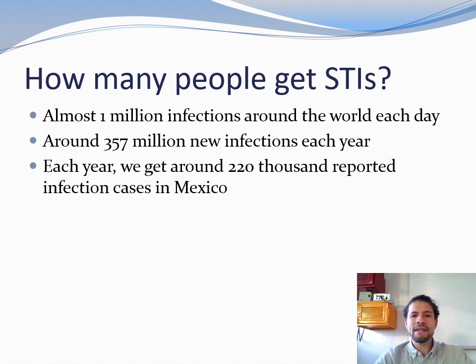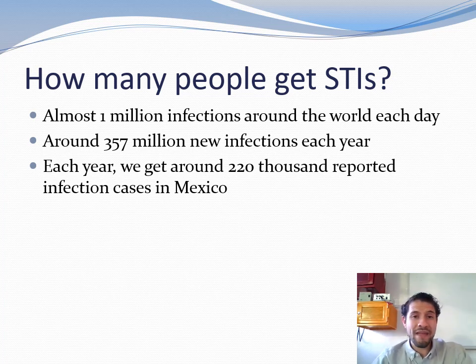So how many people get STIs? Okay, now this is an important thing. How many people get sexually transmitted infections? According to information from the World Health Organization, there are almost 1 million infections happening around the world each day. Every single day, about 1 million people get infected with a sexually transmitted infection. That means that we have around 357 million new infections each year.